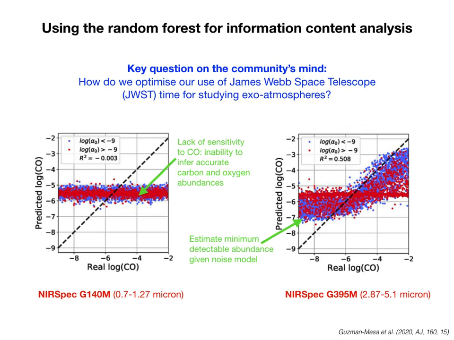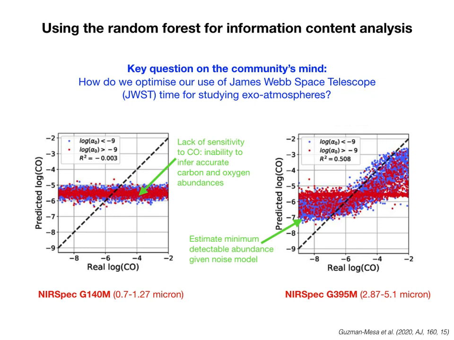On the other hand, if one uses a different instrument mode on NIRSpec, which covers roughly 3 to 5 microns, as you see on the right, then this R² value increases dramatically. The reason why the R² value is not exactly 1 is because of noise. We have inserted realistic noise in this calculation. And second, because of model degeneracies, meaning that different combinations of parameters can give you roughly the same spectrum. And these degeneracies are present even when you have very ideal data.